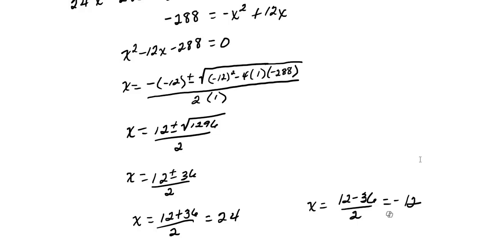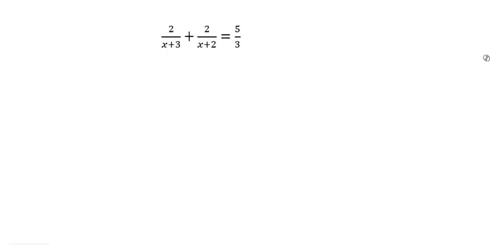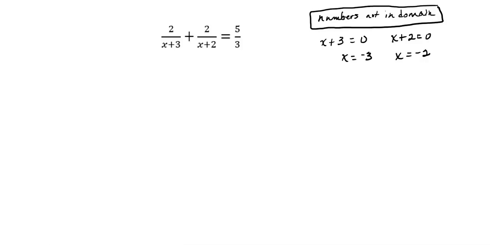And both of those numbers are in my domain. My next problem, I'm going to start off the same way as I did the previous problems by finding numbers that are not in my domain. So I get -3 and -2. Now I need to find my least common denominator.